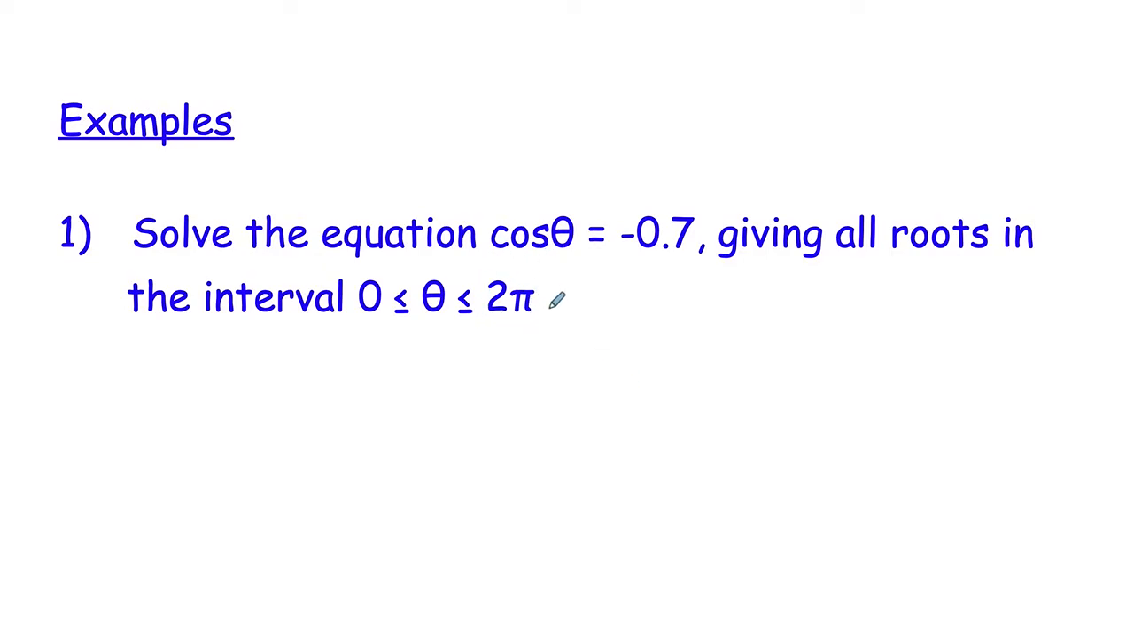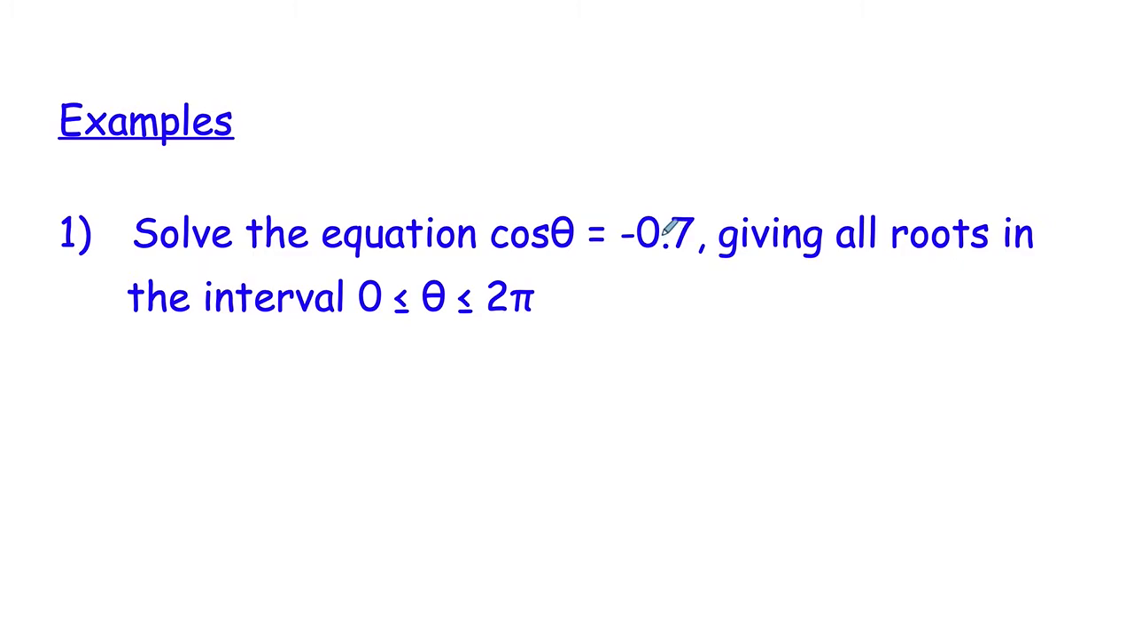First thing to notice is that this is how we know whether we're working our answers out in degrees or radians. Because that's in terms of pi, that means we're in radians. If it had said 360 degrees, then we'd need to make sure our calculator's in degrees. So solve this equation, which means find the values of theta, giving all roots in the interval 0 to 2 pi.